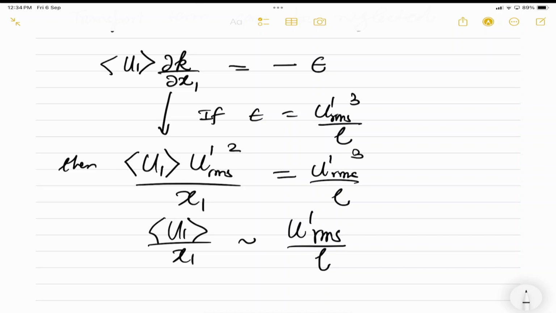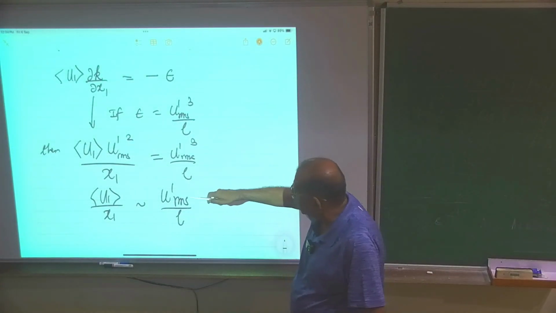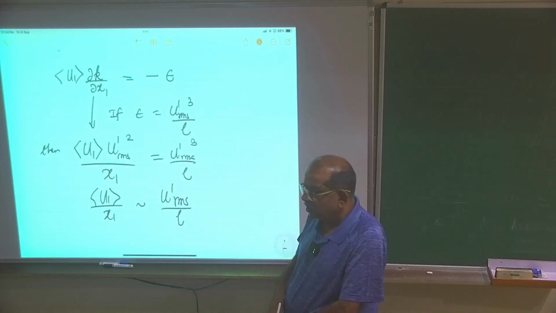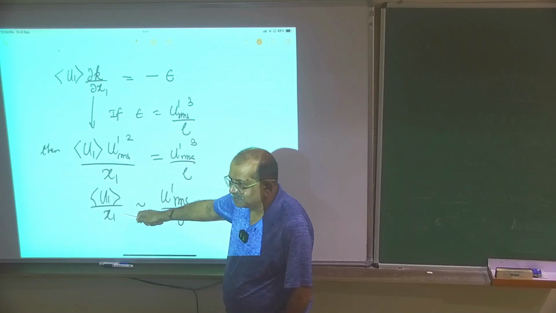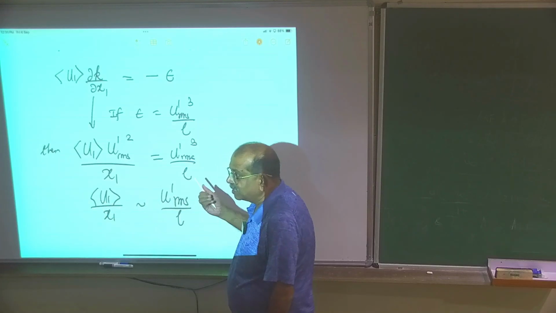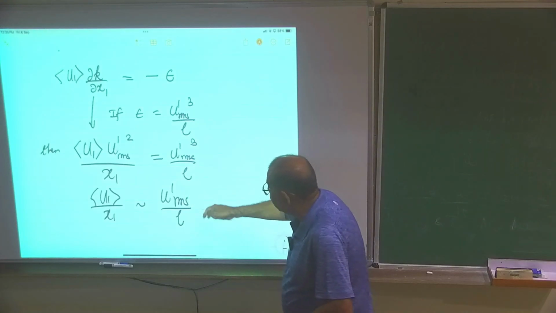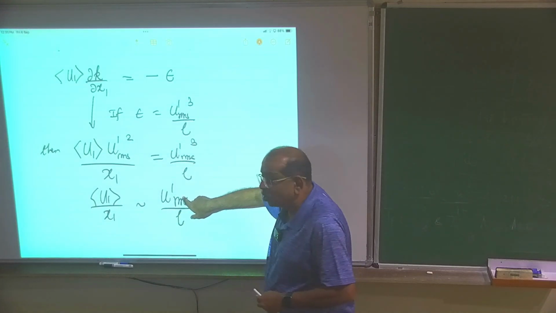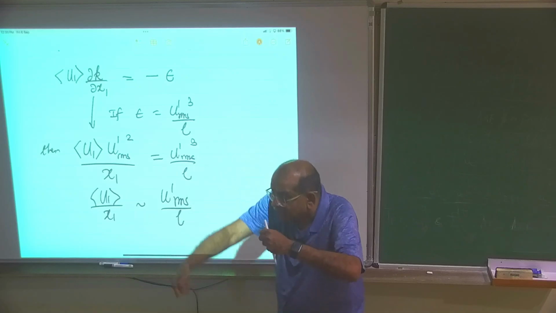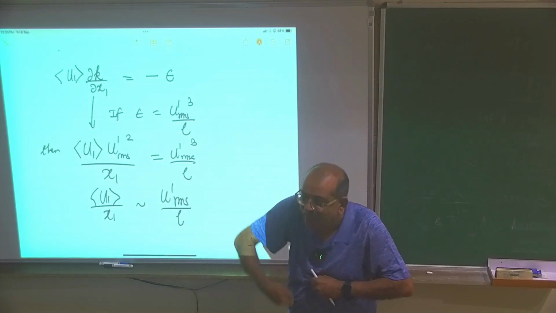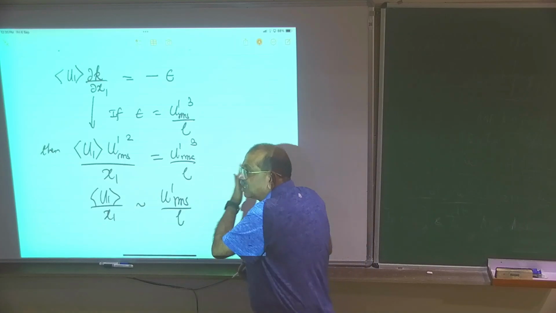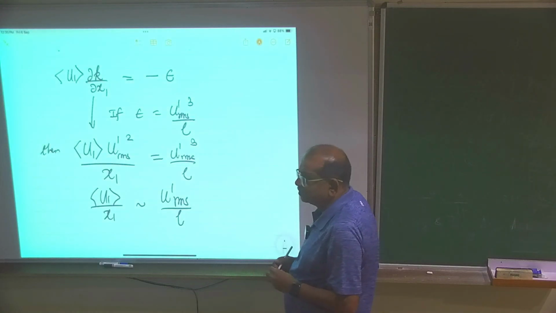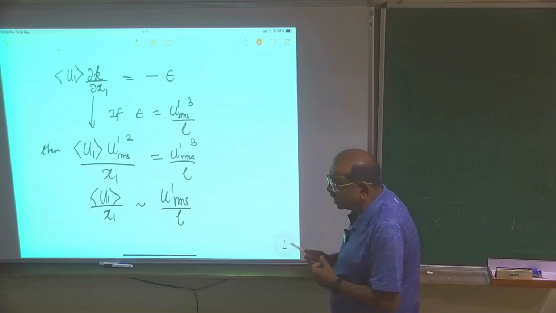If epsilon has to go like u cube upon L, then the equations tell me that these two things have to have the same order, which means that the time scale associated with the convective flow has to be the same as the time scale with which an eddy is churning. U prime is the velocity of the eddy, L is the length of the eddy. So the time an eddy takes to revolve is the same time with which the flow moves on. Okay, that is what we are getting.